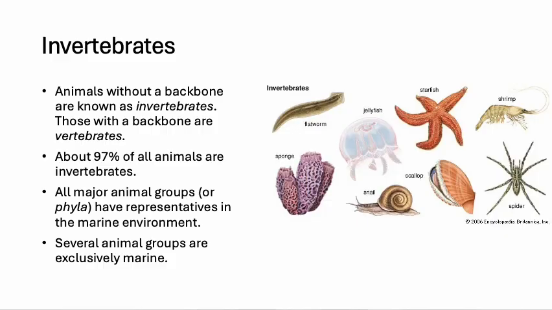This might surprise you, but nearly 97% of all animals on Earth are invertebrates. That means when you picture animal diversity, you should be thinking about creatures like sponges, corals, worms, mollusks, and crustaceans, not just the familiar fish or mammals. Many of these groups are entirely marine, which makes the ocean a kind of living museum of animal diversity.